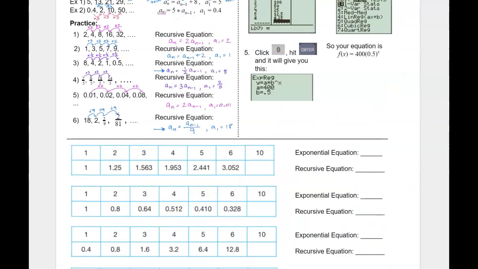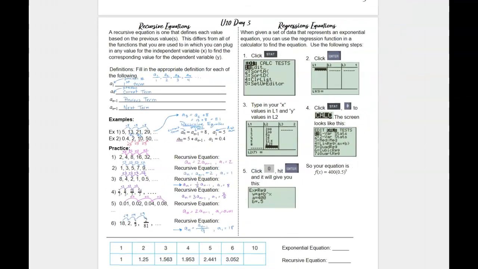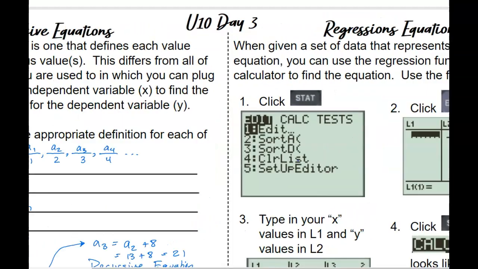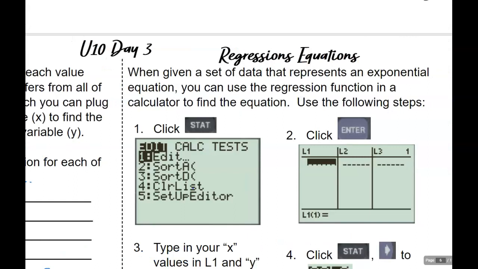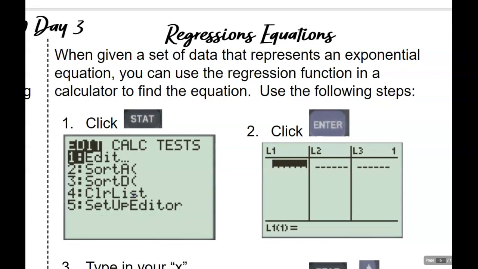All right, guys. We are now going to do the other type of equation, regression equation. I need every single person to have a calculator. If you do not, grab a calculator right now. So now we're going to be using regression to create these equations. When given a set of data that represents an exponential equation, you can use the regression function in a calculator to find the equation. Use the following steps. So first thing you're going to do is take out your calculator.